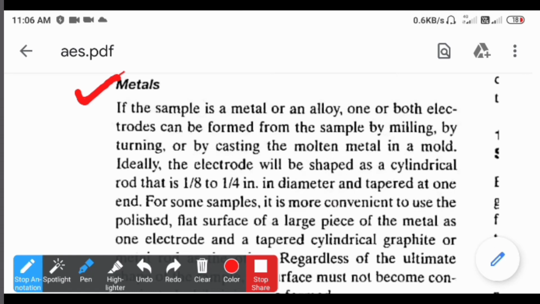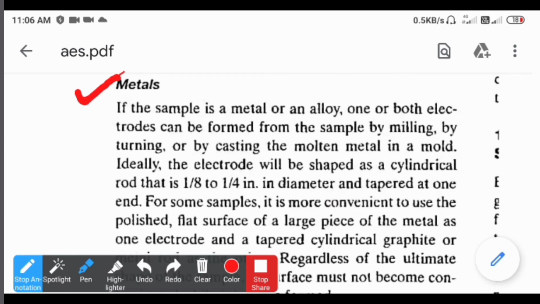There are two electrodes for the arc generation. One or both of these electrodes can be formed from the sample elements by milling or turning, or by casting the molten metal into a mold. So for formation of the electrode we can simply use the sample material. There are three methods by which we can form the electrode of sample: milling, turning, or casting the molten metal into the mold.